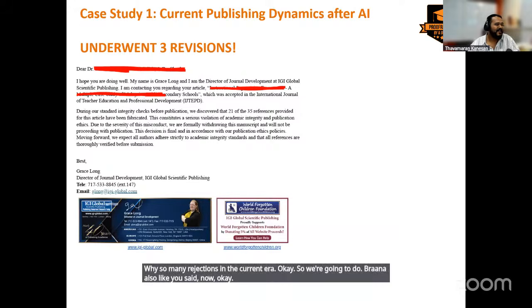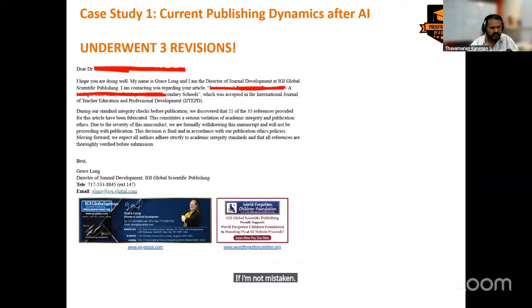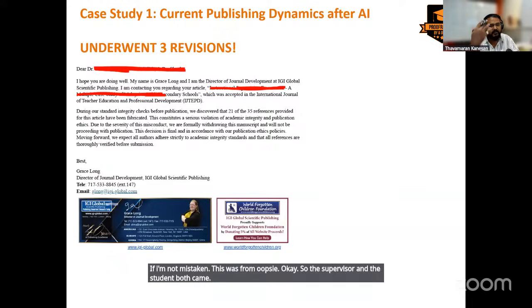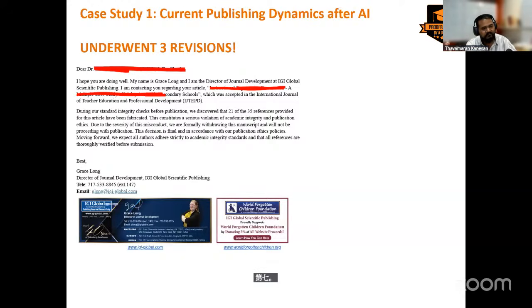Anyway, we're going to look at what is actually happening nowadays. This is a paper of our client from, if I'm not mistaken, UPSI. The supervisor and the student both came for coaching because they wanted to publish a systematic review paper from the student's proposal. So both of them came for coaching. My consultant coached them, taught them everything, and then finished up the paper.